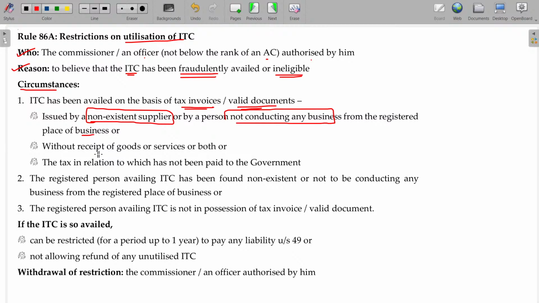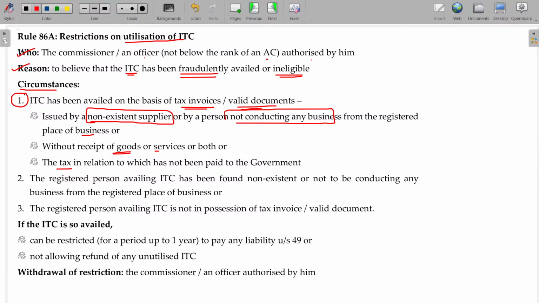Without receipt of goods, services or both. Second situation, you try to claim the ITC where you have not received the goods, because you can claim the ITC only when all the goods are received, right? If you are receiving the goods in lots, only on receipt of the last lot will you be eligible, else you are not eligible. And the tax in that should be paid by the supplier to the government, else you are not eligible. So all these conditions you have to satisfy, otherwise your ITC may be blocked.